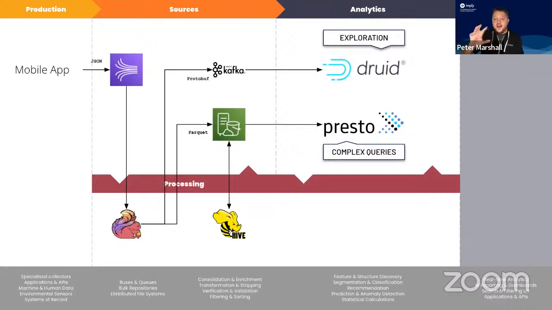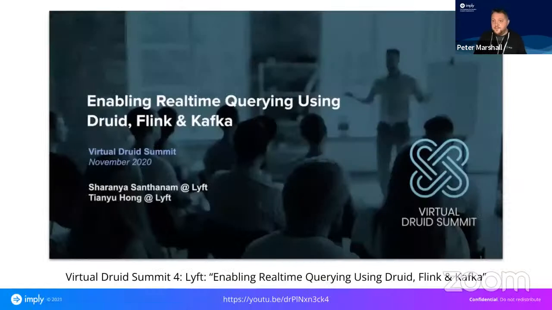So they have the fast lane, which is where Druid is sitting. Flink is also dropping data into Druid. And then there's the slower lane, where they're chucking Parquet into a bucket and then Presto's reading that. That's where they're doing the more complicated queries, the things that take longer to run. And they also have Hive in there, just for good measure.